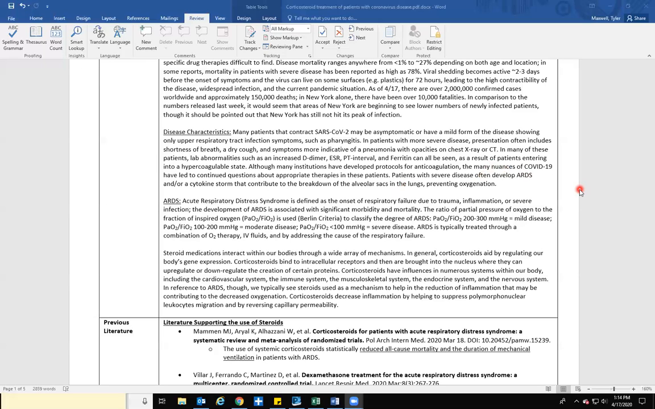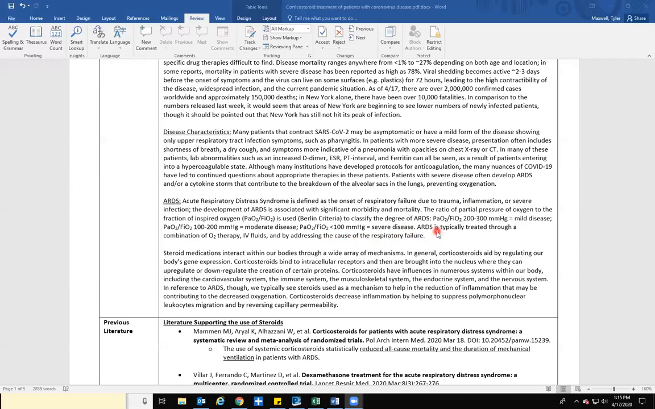So I mentioned ARDS, and ARDS is important for steroid therapy. Acute respiratory distress syndrome is defined as the onset of respiratory failure due to trauma, inflammation, or again, in this case, a severe infection. The development of ARDS has significant morbidity and mortality associated with it and can be classified through the Berlin criteria with the PaO2-FiO2 ratio. If that number is between 200 to 300, that classifies as mild ARDS. If it's 100 to 200, that classifies as moderate ARDS. And if it is under 100, then that classifies as severe disease.